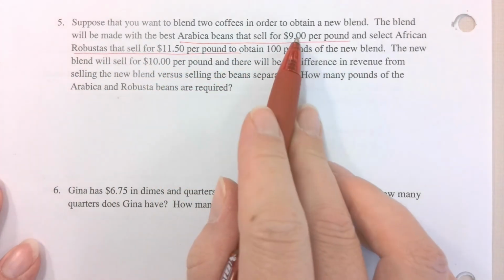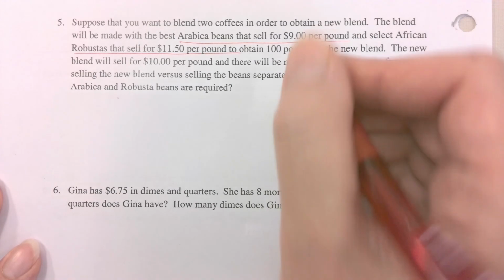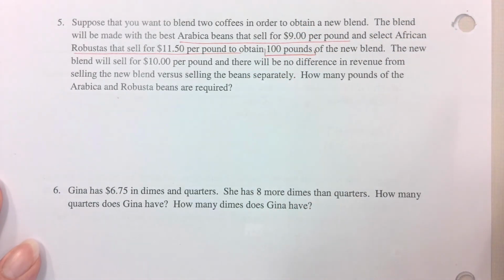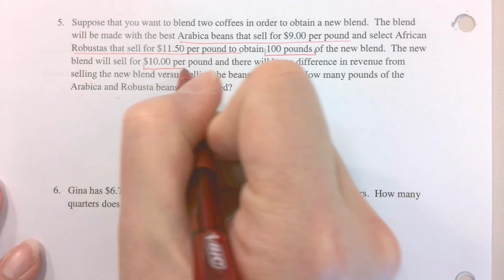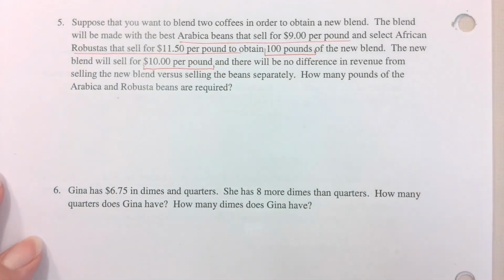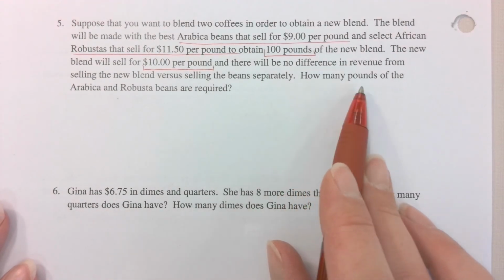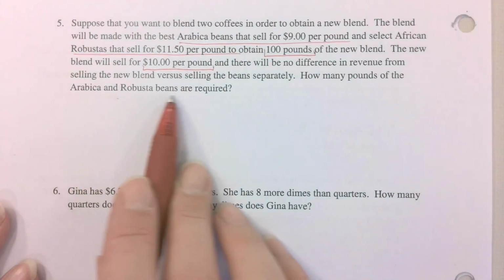So we have a lower price and a higher price, and our goal is to get 100 pounds of the new coffee, and then they want to sell it for $10 per pound. Okay, and it talks about there's going to be no difference in revenue from selling the new blend versus the beans separately. So the costs are set. So we want to know, here's the question, how many pounds of the Arabica and Robusta beans are required?